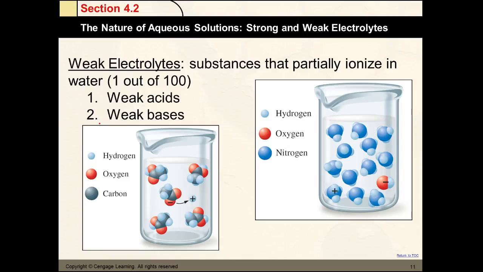And then your non-electrolytes, we're not going to have a slide for. Those are just any solution that have no ions in them. If there's no ions present, then they can't conduct an electric current.